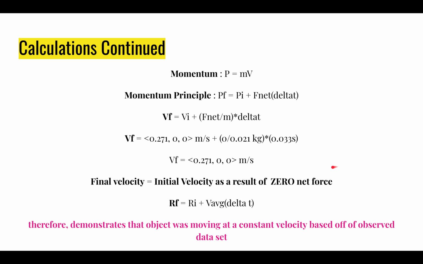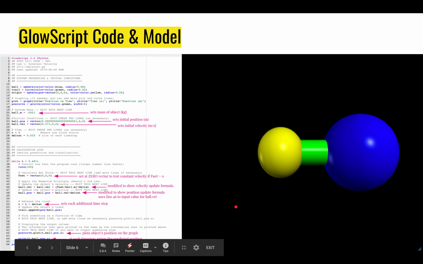principle by the mass to get final velocity equals initial velocity plus the net force divided by the mass times delta t. As shown, the final velocity was the same as the initial velocity because the net force was 0, which made anything after the addition sign 0. This demonstrates that the object was moving at a constant velocity based off of the observed dataset. We can then take the average velocity and plug it into the position update formula to find the final position.